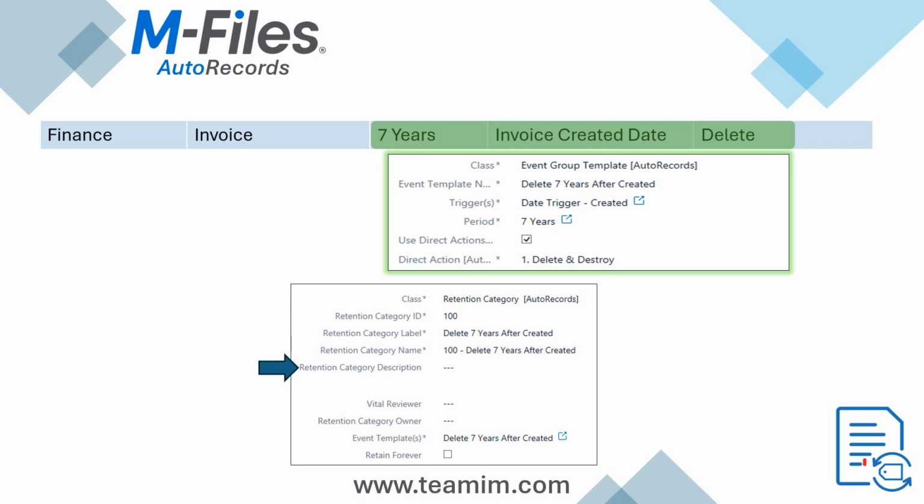The retention category description is a free text field to describe what's happening in the retention category, and more importantly, why. The settings for a retention category will always show what's going on, but it's often useful to capture why we are doing this. So when it's reviewed in a year or two, we remember why we set the configuration up this way. Vital Reviewer and Retention Category Owner are not required. They have functionality to support specific types of records management reviews, which are detailed in the documentation.